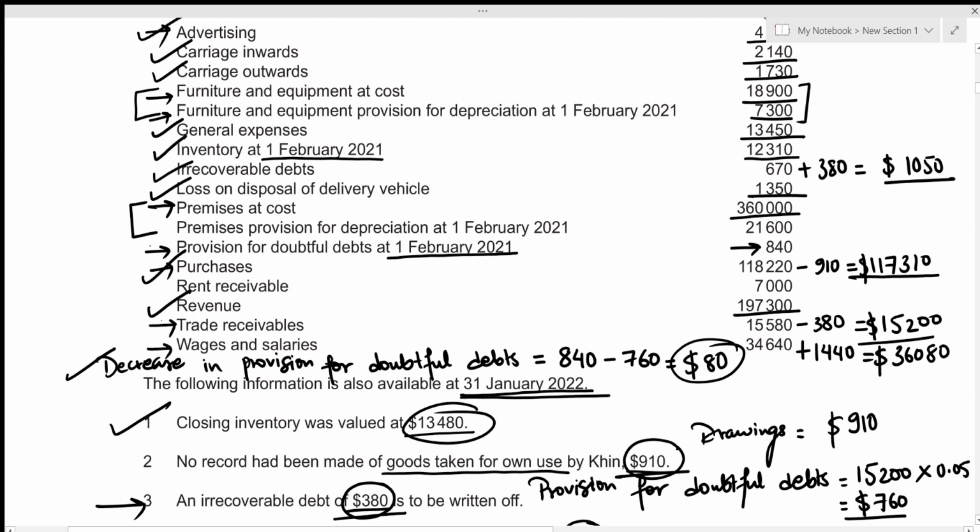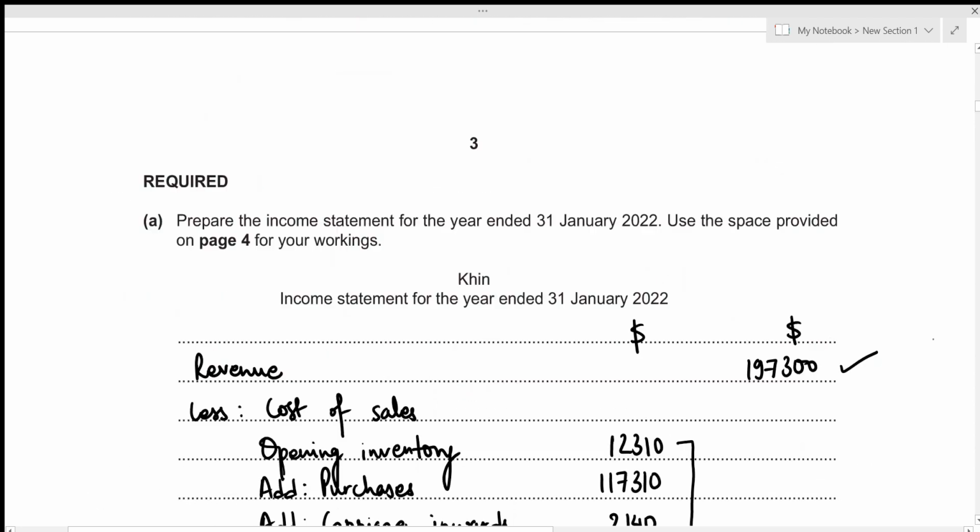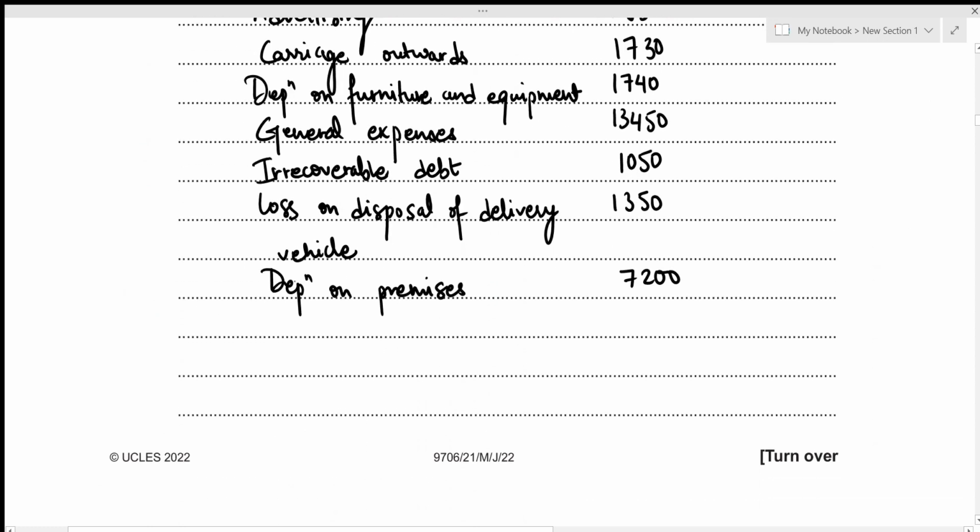Then we have the provision for doubtful debts, which we already included as an income. We already included the purchases. We already included the rent received, revenue as well. We included our trade receivables in the form of irrecoverable debts, right? Then finally, we have our wages and salaries, and we already adjusted our outstanding wages and figured out the total to be included in the income statement to be 36,080. Let's include this. So that's wages and salaries with the value of 36,080.